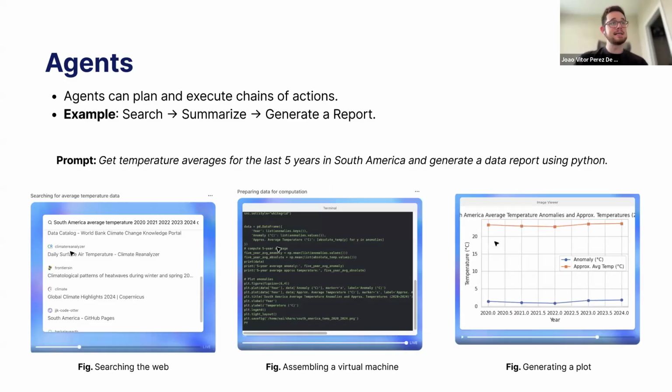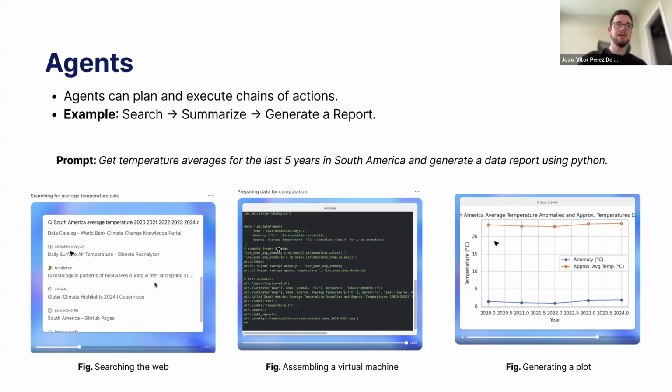And an example that you can try if you have access to GPT, I think they also make this available for free on the agent mode. If you set the GPT process for agents, I asked this question just yesterday: Get the temperature averages for the last 5 years in South America and generate a data report using Python. That's the only thing I said.